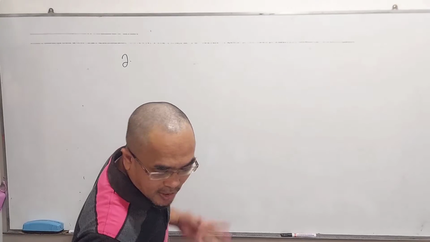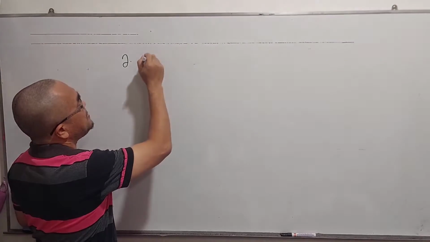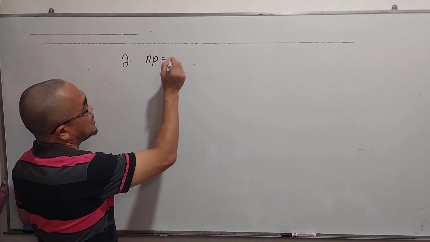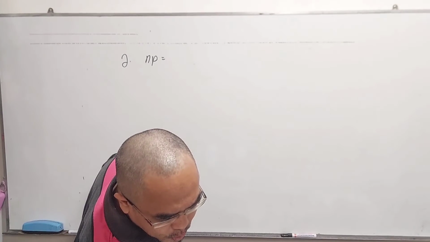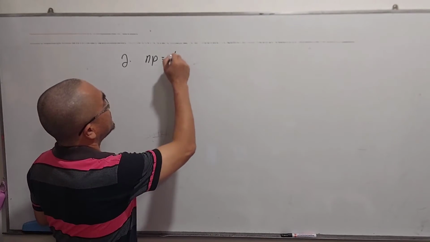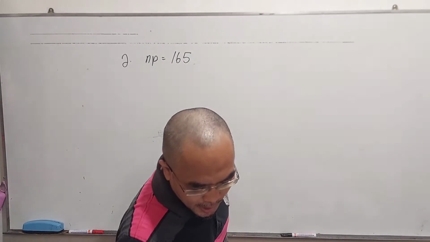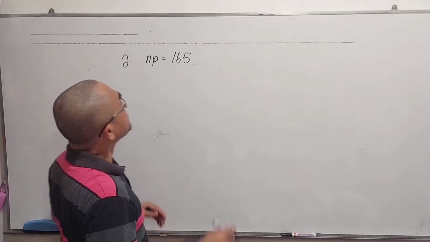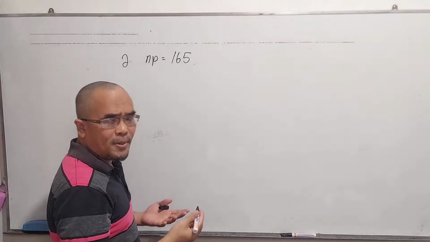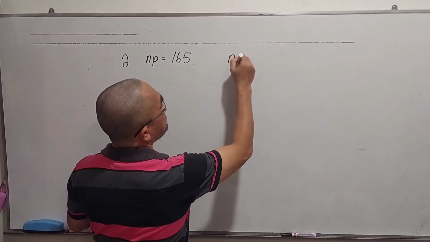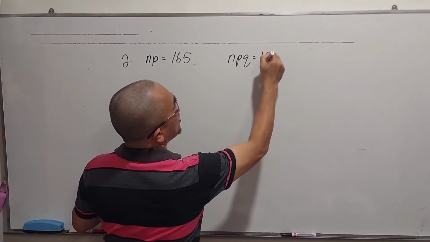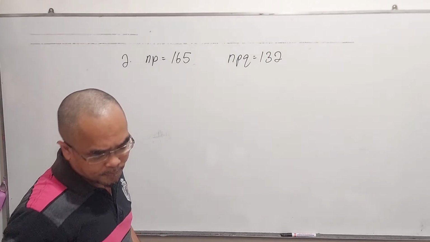Mean. What is the formula for mean? Mean is NP. So NP equals 165. Okay, so this is for binomial. And the variance is 132. The formula for variance will be NPQ equals 132.